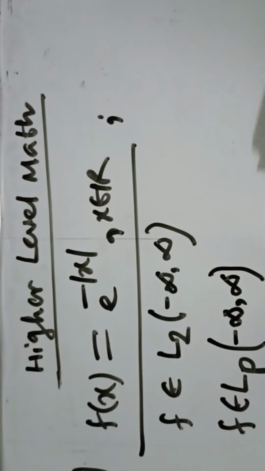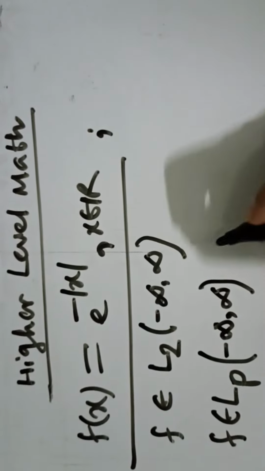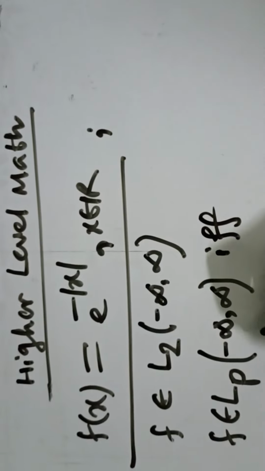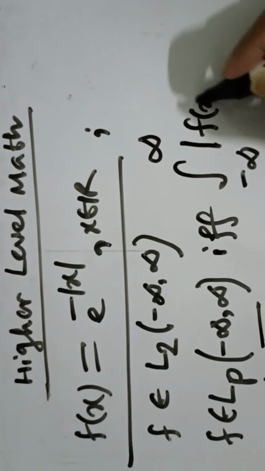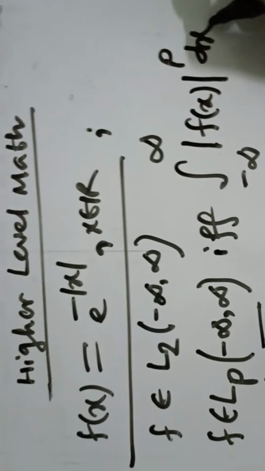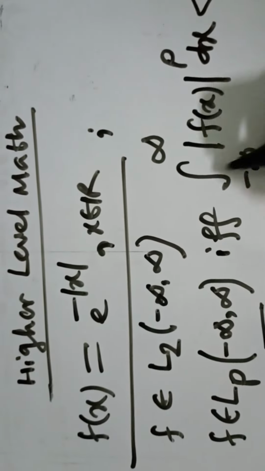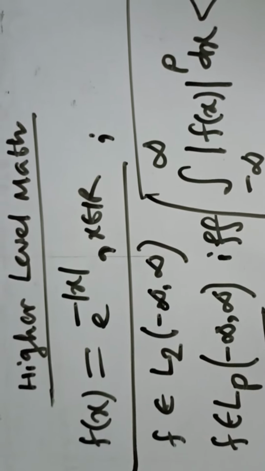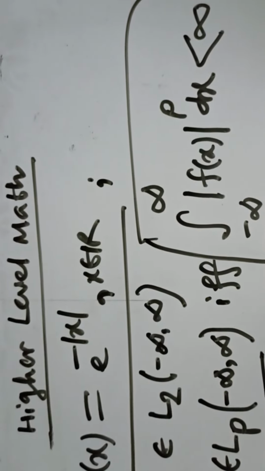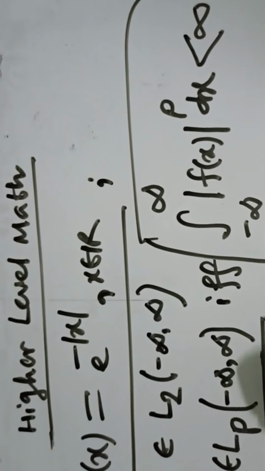This is the definition. If f belongs to L^p for any p, then f belongs to L^p(-infinity, infinity) if and only if the integral from minus infinity to infinity of mod f(x) to the power p dx is finite. If this happens, then we can say that f belongs to L^p(-infinity, infinity), right?